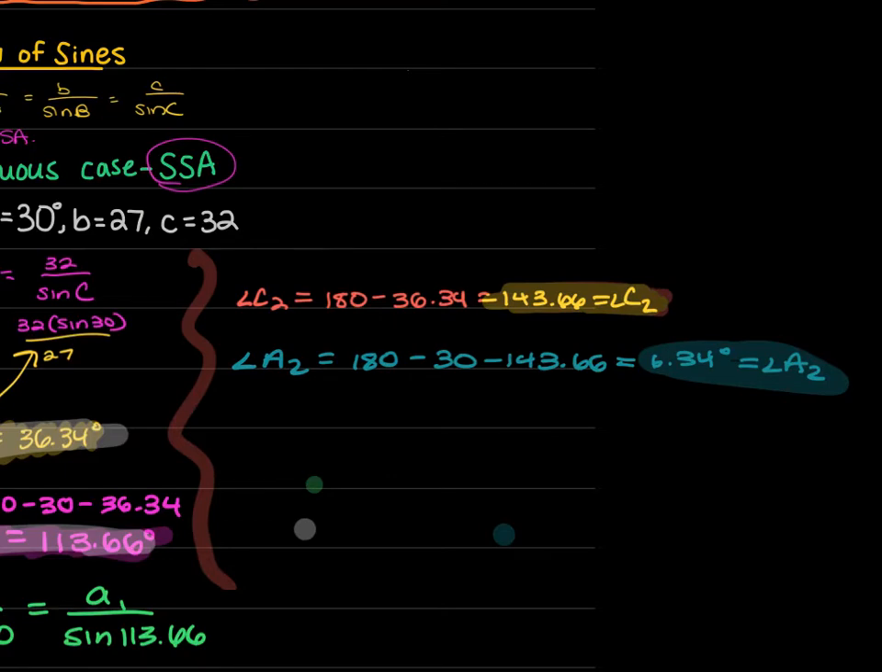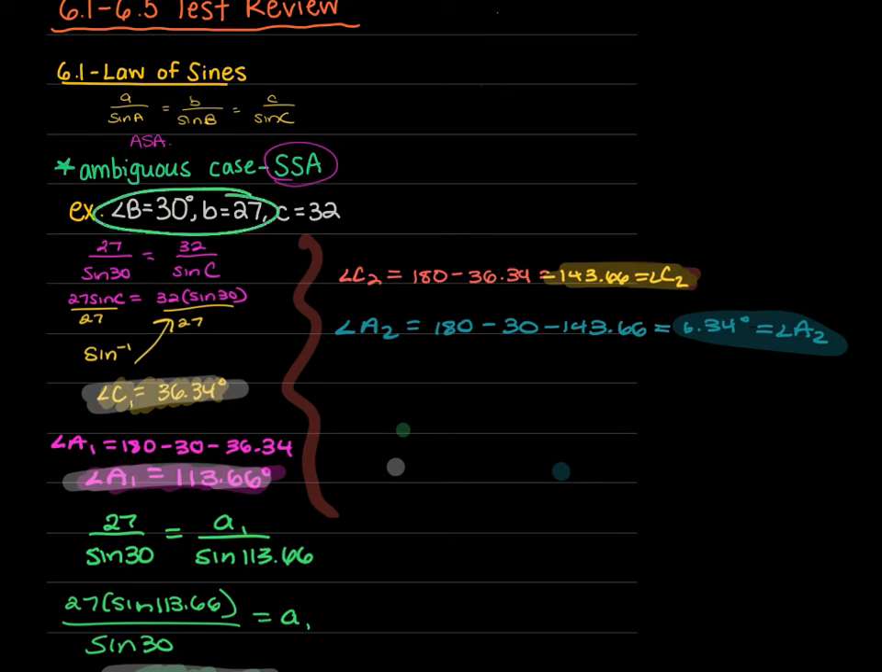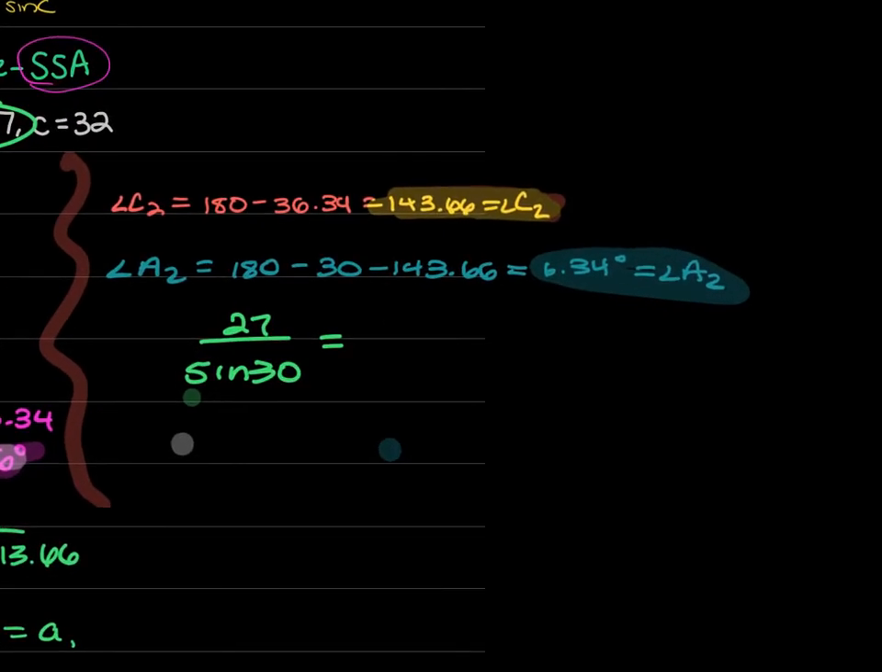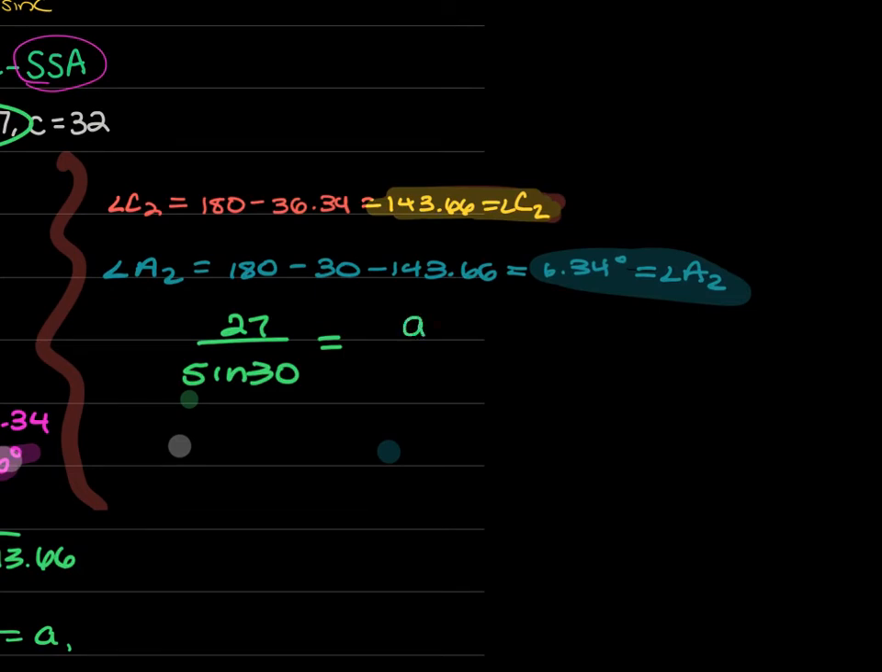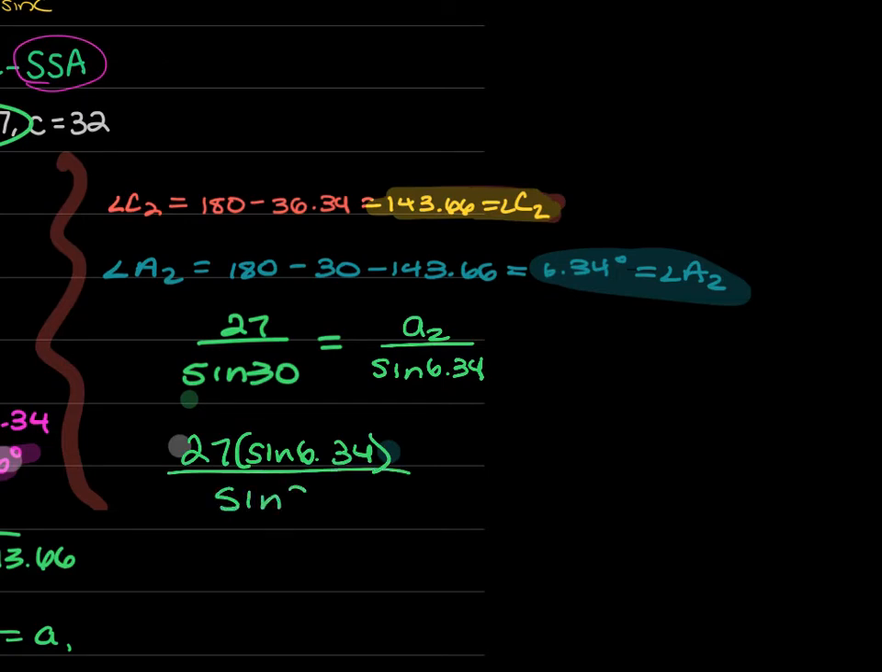I'm going to still use the same information I was given because this carries over to both. So 27 over the sine of 30 equals, the last thing I have to find for triangle 2 is side A. And then I'm going to cross multiply and divide. 27 sine 6.34 divided by sine of 30. And I get A2 equals 5.96.